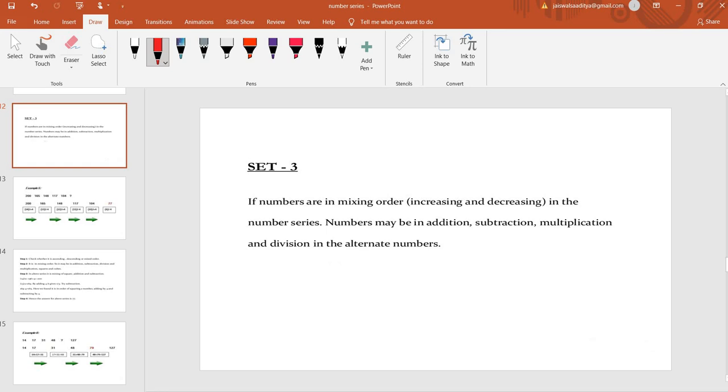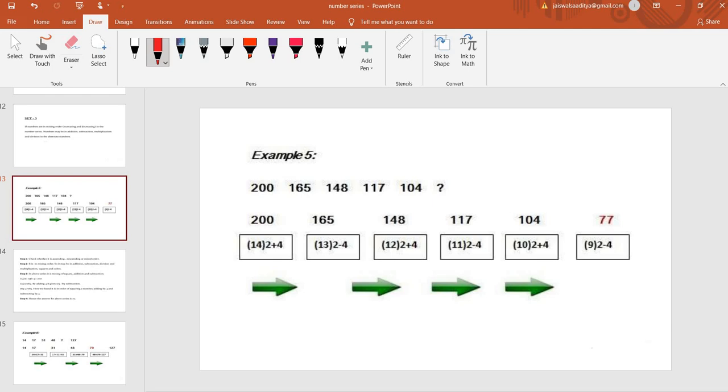So we have to see: if it is in decreasing order, we have to do either subtraction or division. If it is in increasing order, then we have to do addition or multiplication. Now what if we get numbers in a mixed order, like decreasing and increasing? See, this is example 1 of set 3.